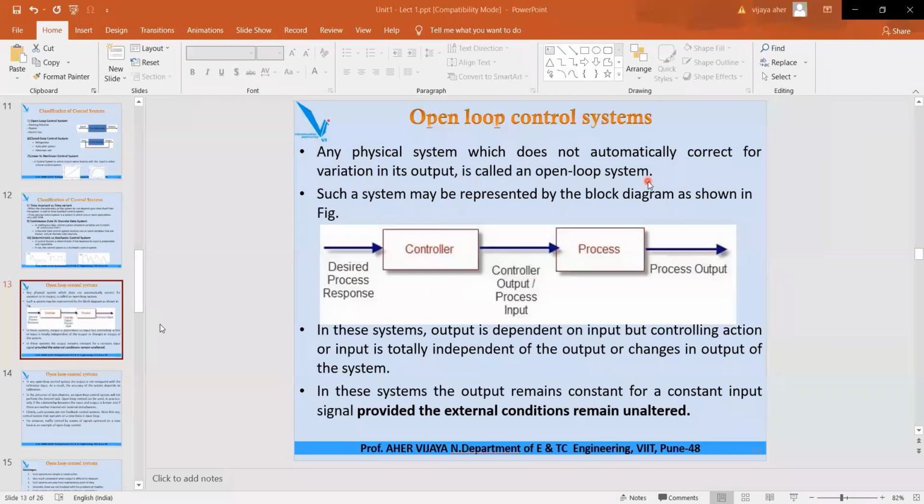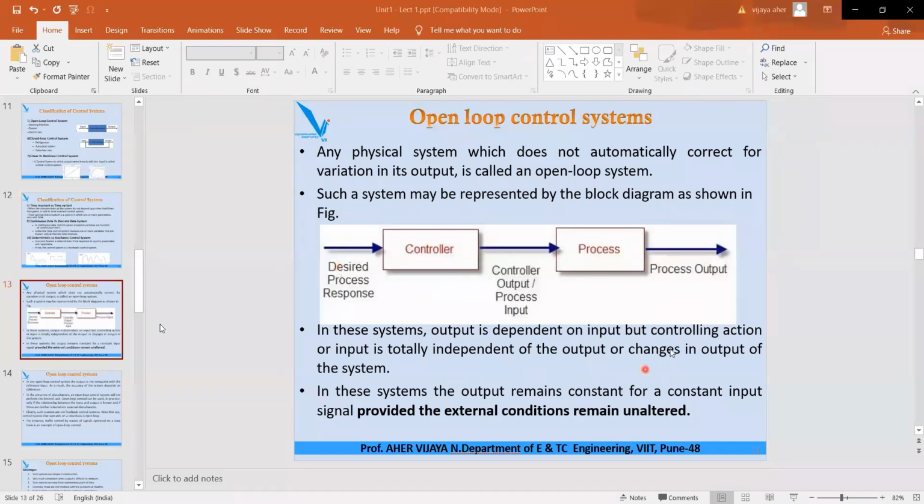Another point in this open loop control system is there is no any feedback from output to input, and hence it is called as open loop control system. So such a system may be represented by block diagram as shown over here. Now in this physical system, output is dependent on input. This output depends on process input, depends on controller input.